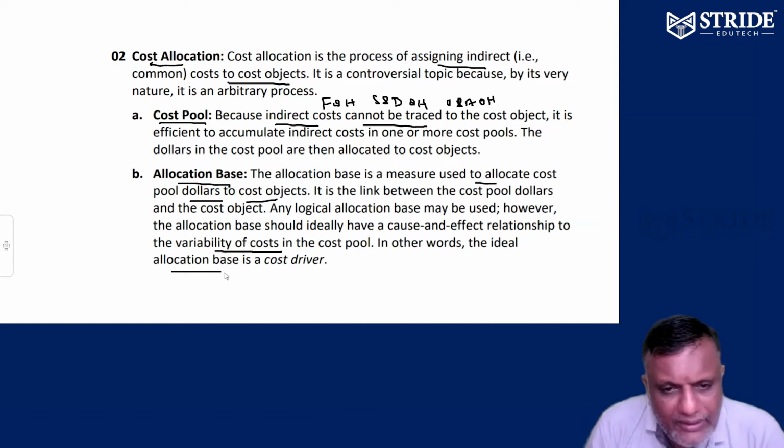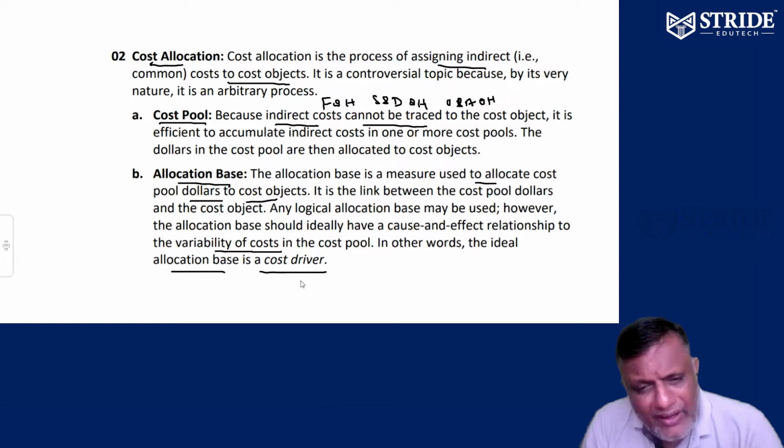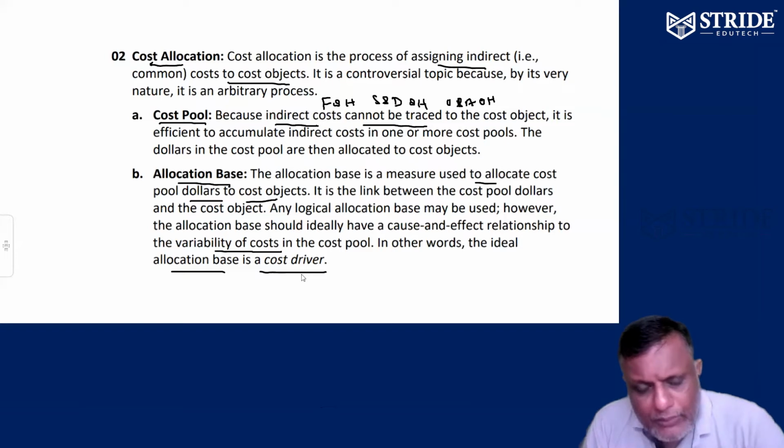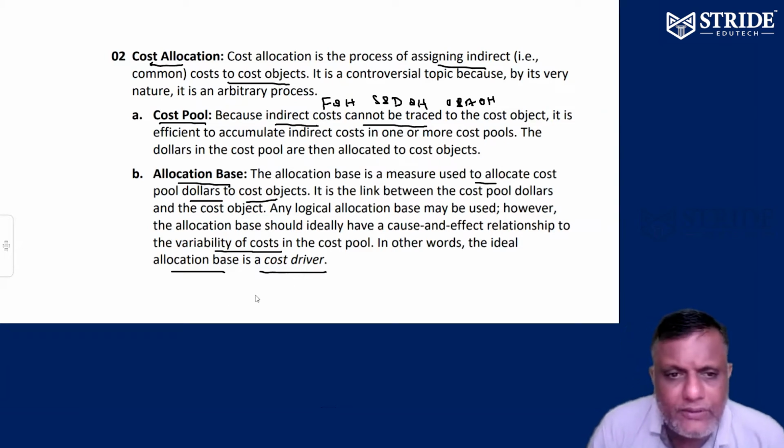Similarly, allocation base is called cost driver. A cost driver may be anything. It can be charged to the product or to some departments. It's called a driver. So allocation base, department wise or product wise, is called cost driver.